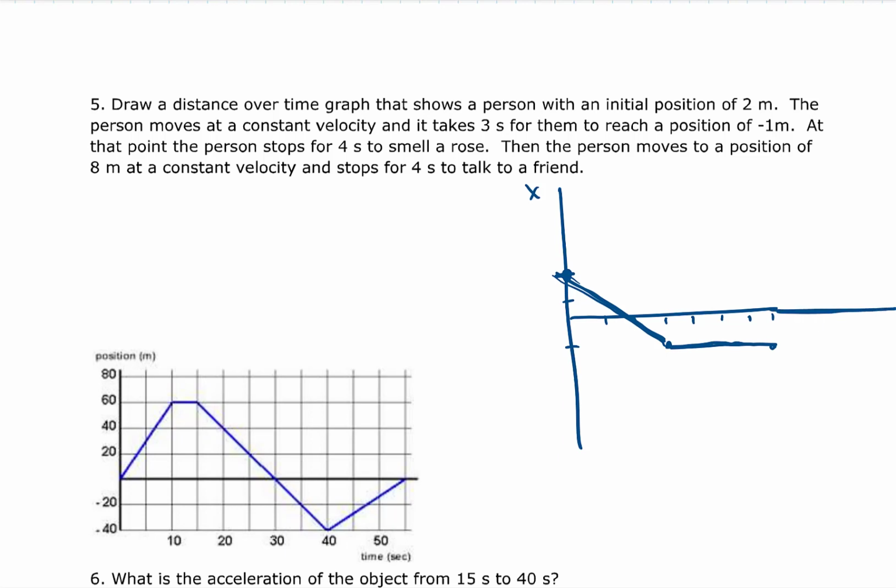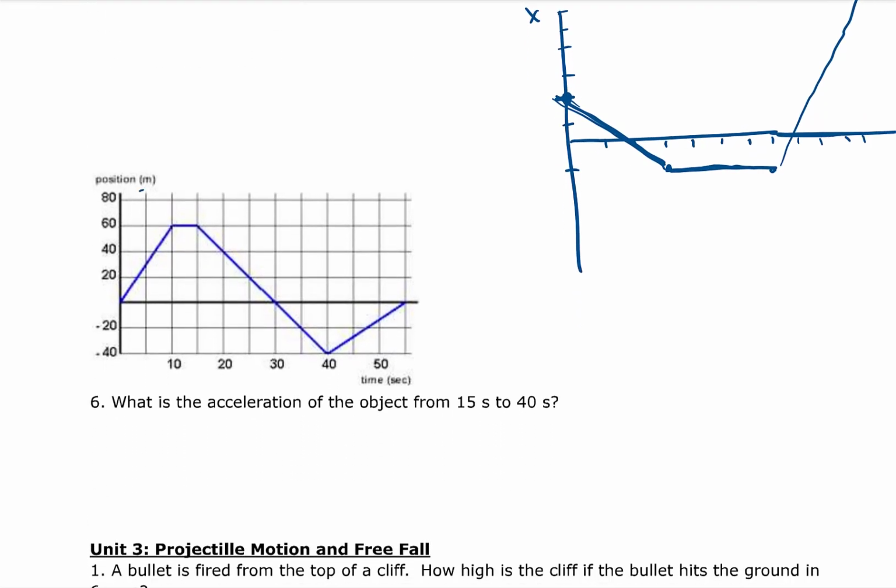I'm going to extend that. And then they move to a position of 8 meters at a constant velocity, and then stop after 4 seconds. So we'll go 1, 2, 3, 4, 2, 3, 4, 5, 6, 7, 8. So they're going to end up way over here, and they're going to stop and talk to their friend. All right, so we have a position versus time graph here. We want to know the acceleration of the object from 15 seconds to 40 seconds.